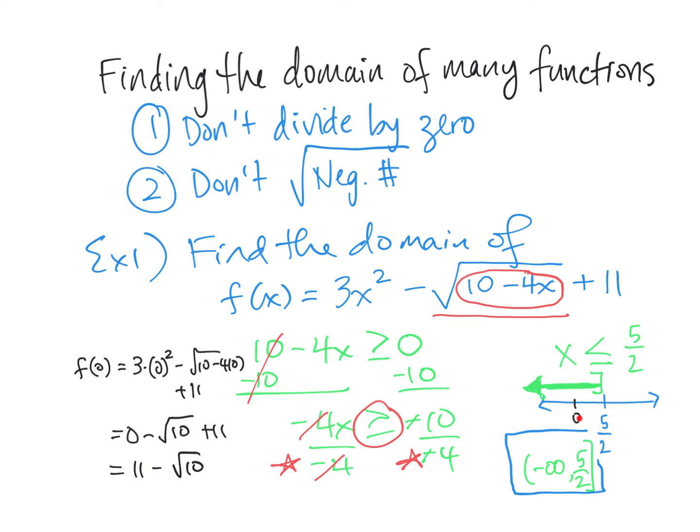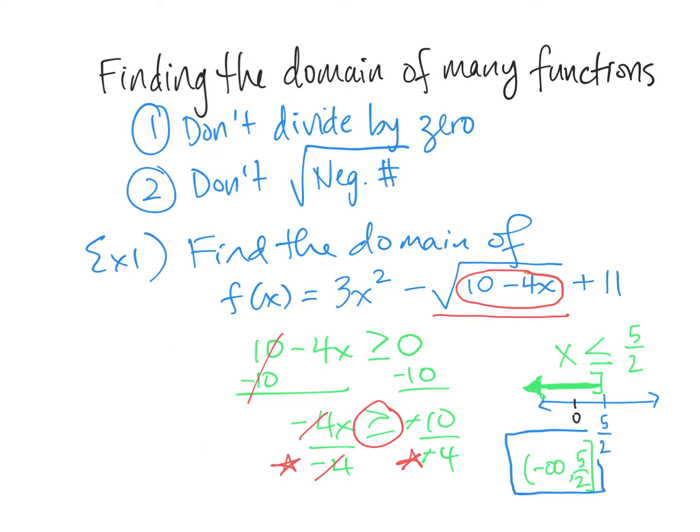0 is in the domain of this function because when I plug in 0 and evaluate it, I end up with a real number. I don't end up with an imaginary number because I didn't take the square root of a negative number. Okay?